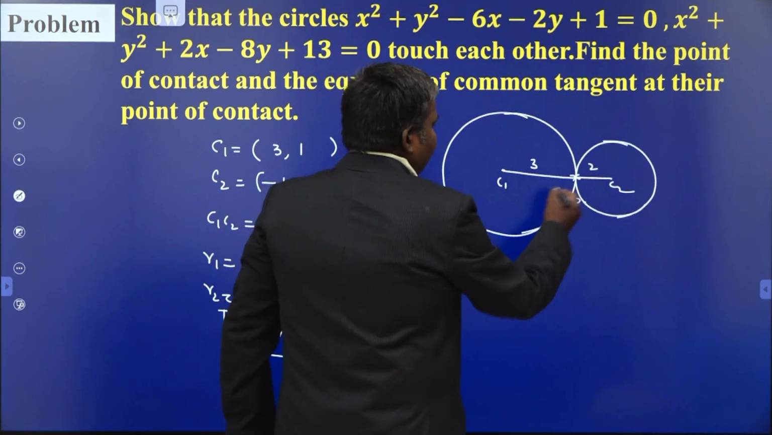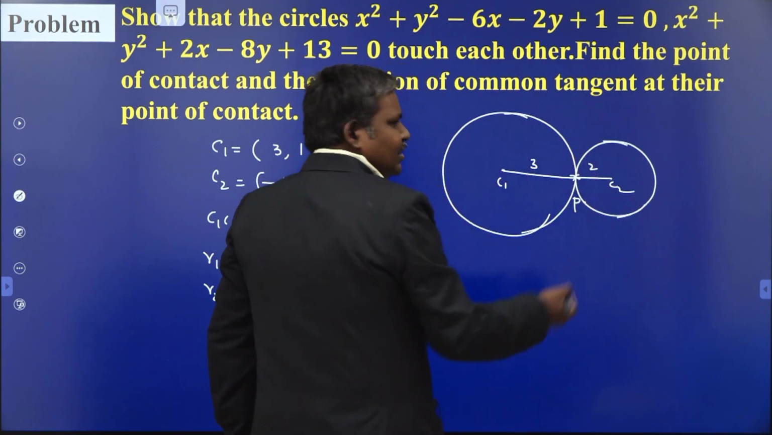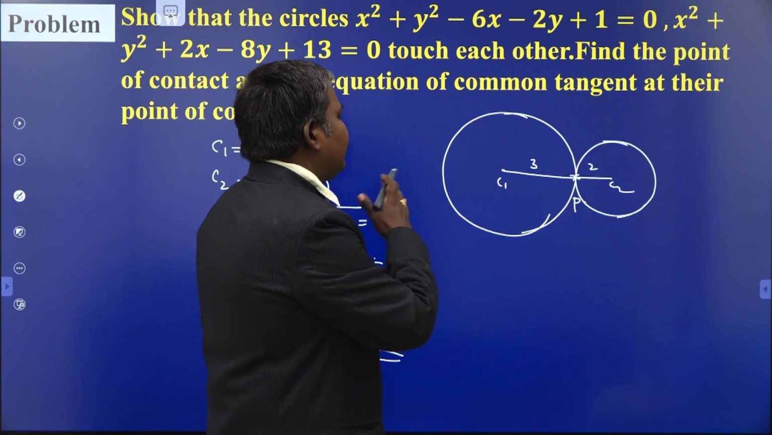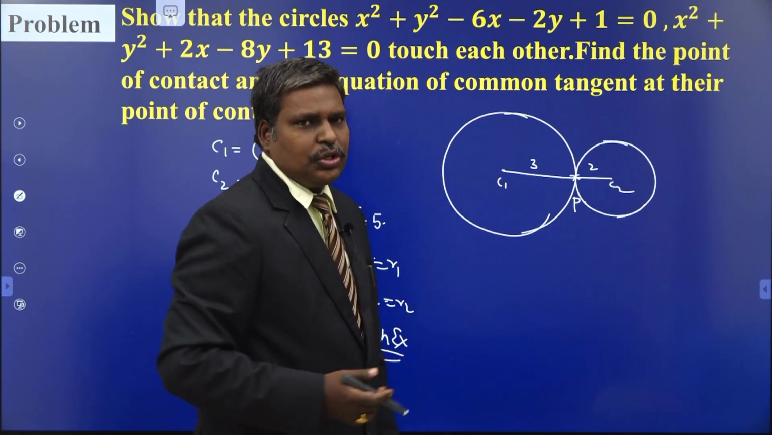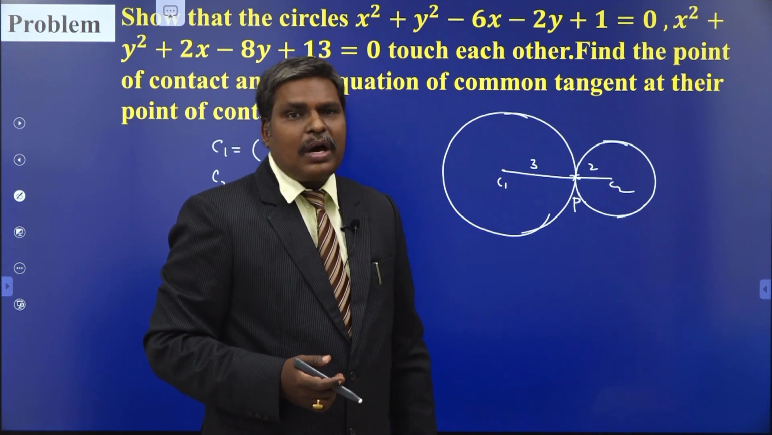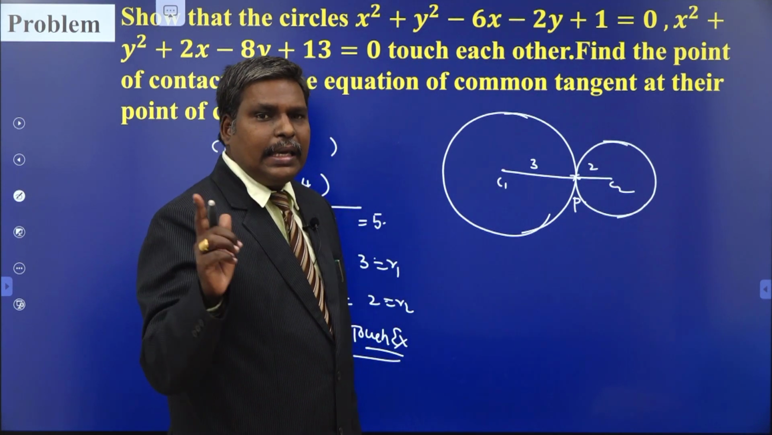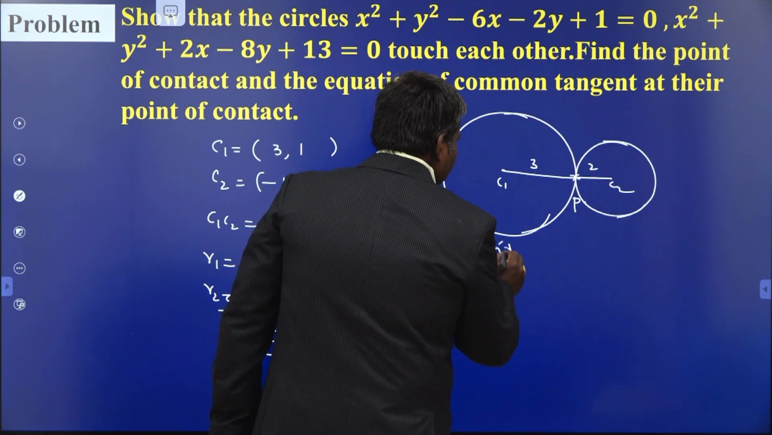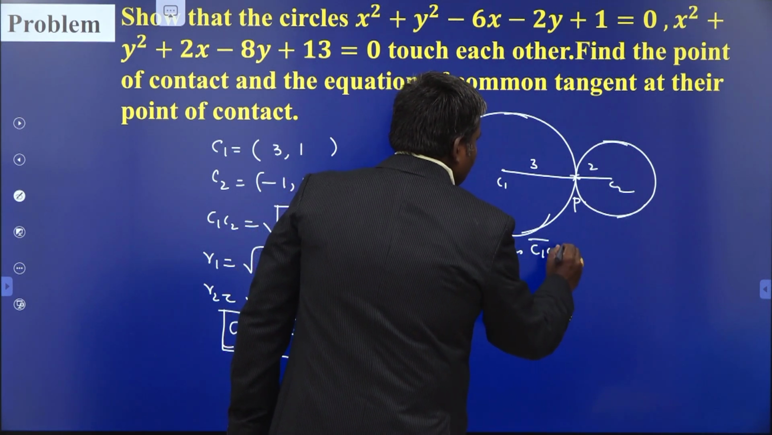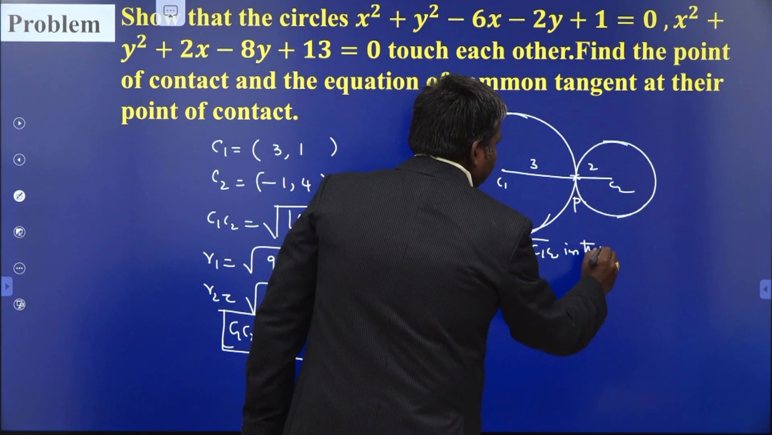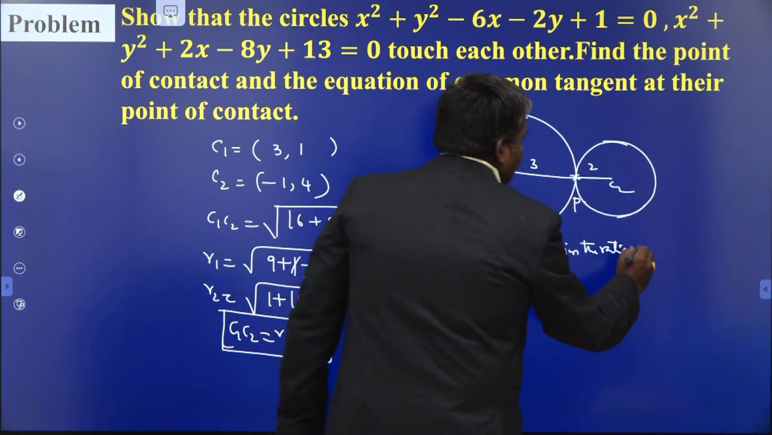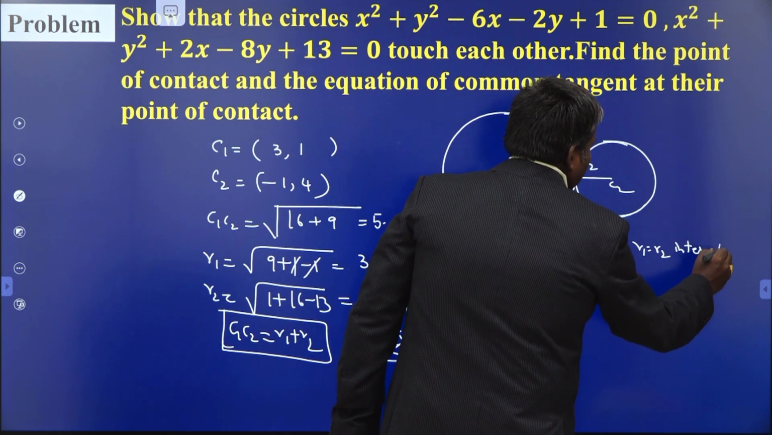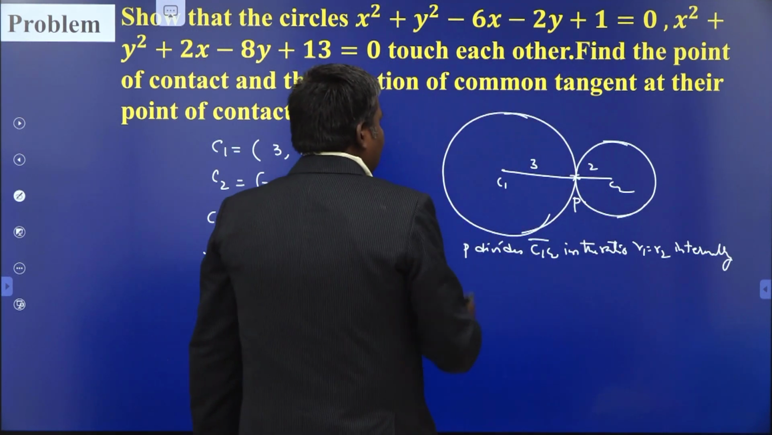Therefore, clearly from the figure itself, by drawing the diagram, you can choose the point P in between the two centers. P divides C1C2 bar in the ratio R1 is to R2 internally. So, you have to apply the internal formula.